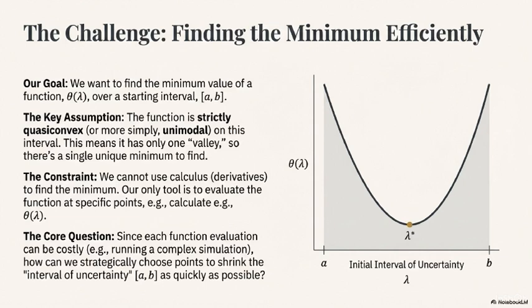By comparing these two values, we can logically discard a portion of the interval where the minimum simply cannot exist. Case 1. If the function value at the left point is greater than the value at the right point, the valley must be to the right. We discard the leftmost section. Case 2. Conversely, if the value at the left point is smaller, the minimum must be to the left. We discard the rightmost section.